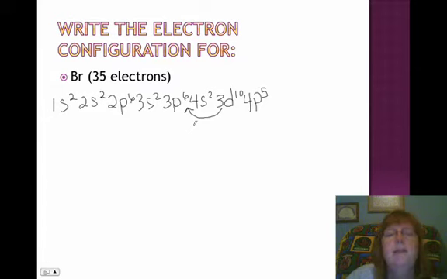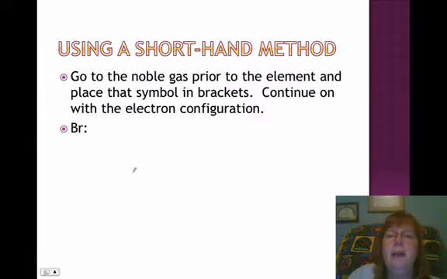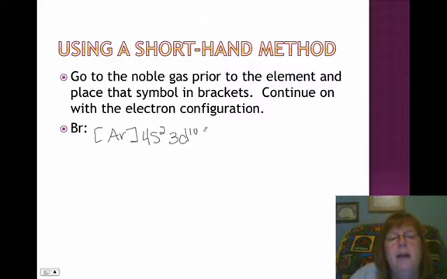Well, that was kind of long to write all of that. Is there a shorthand? And the answer is yes. The shorthand method is using the noble gas that is prior to our element, and you place that symbol in brackets. So for bromine, our noble gas is argon, and you put it in brackets. That bracket means it's the entire electron configuration for argon, and then we start up where argon leaves off. So after argon, we're down to period 4, and we're in the S block. So argon, 4s2, 3d10, and then 4p5. All right, so there we go.